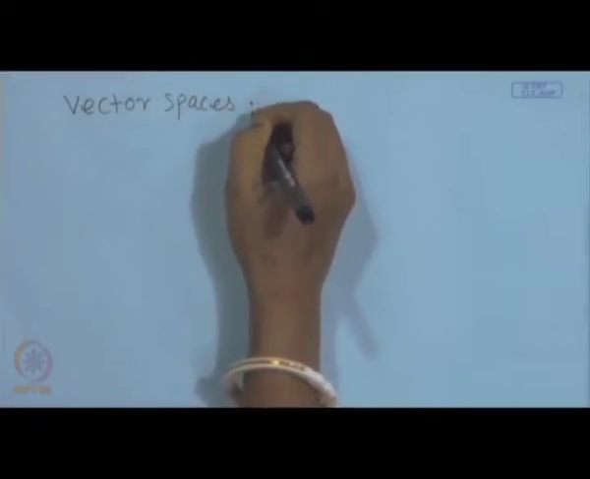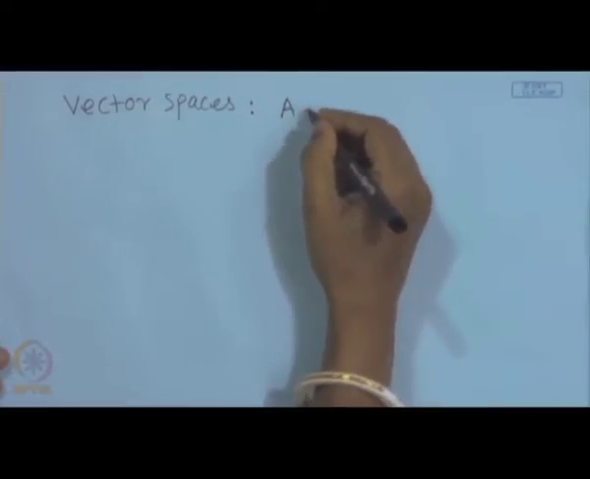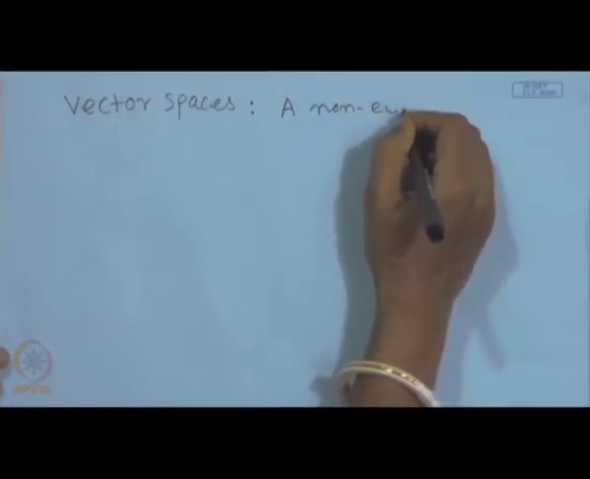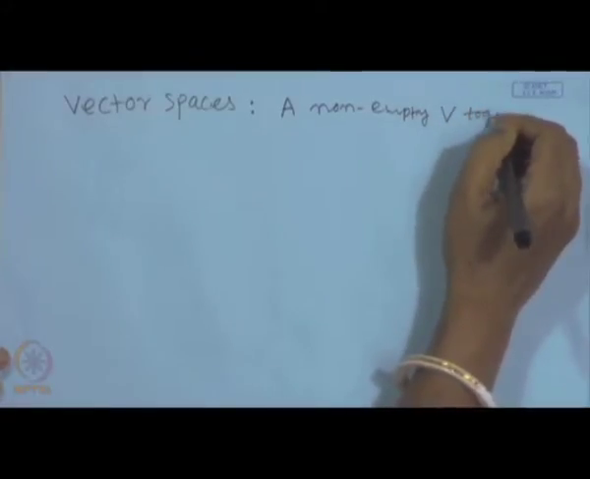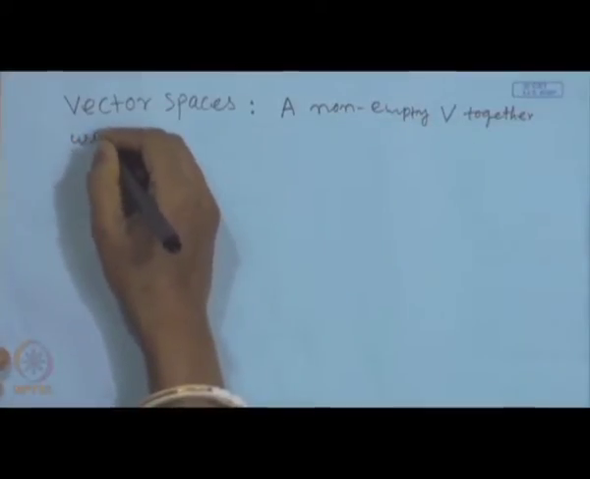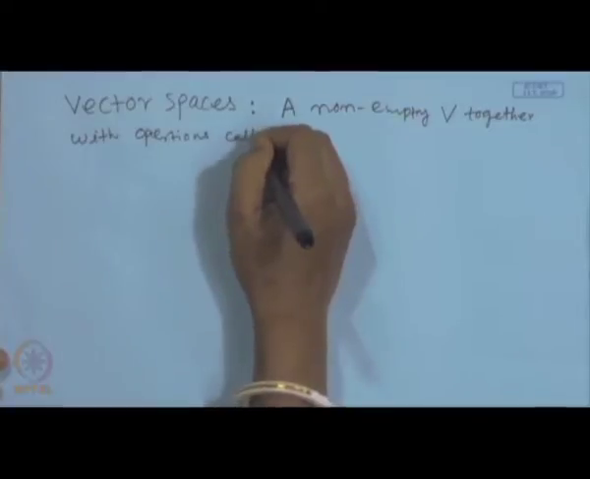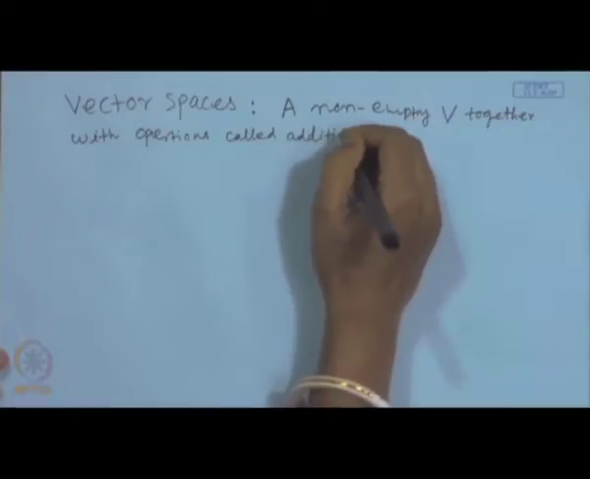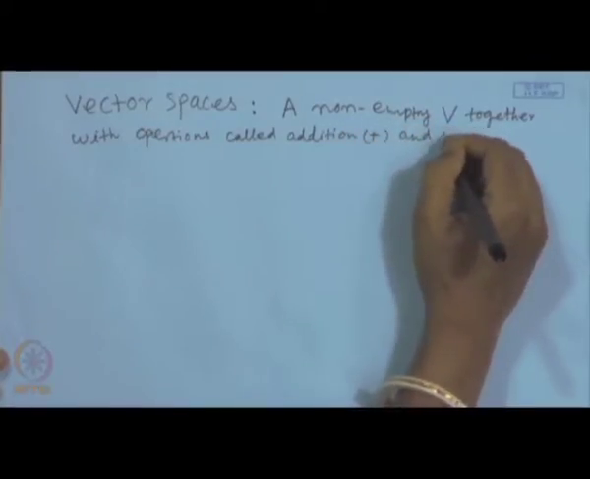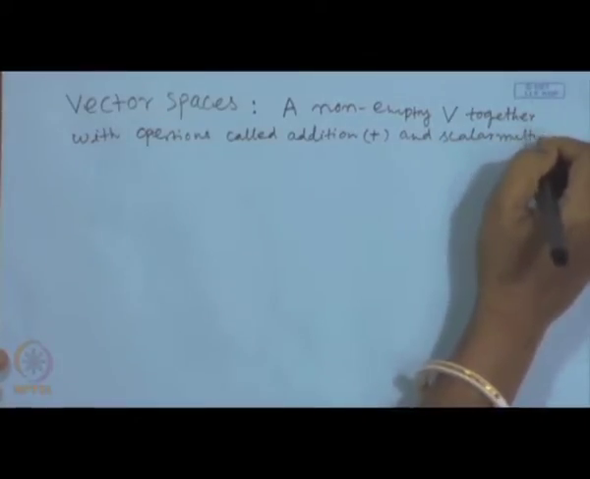Now we are ready to define a vector space or a linear space, which is the basic object of this topic, linear algebra. So, we will say vector spaces. This also starts with a non-empty set with some operations. A non-empty set V together with operations called addition and scalar multiplication.